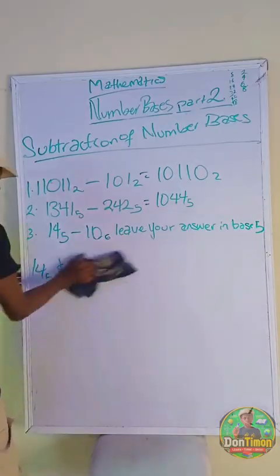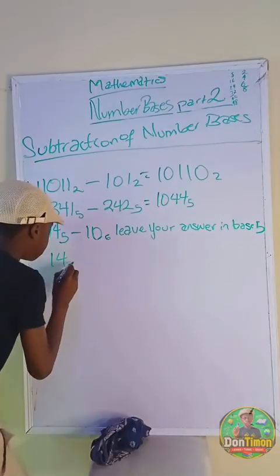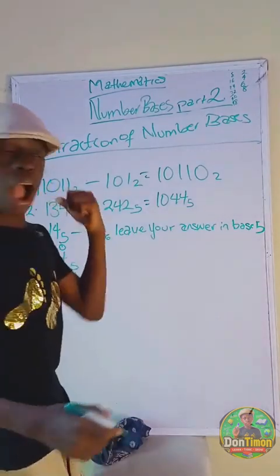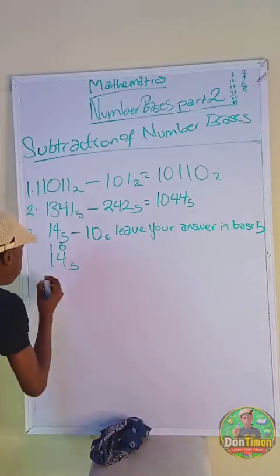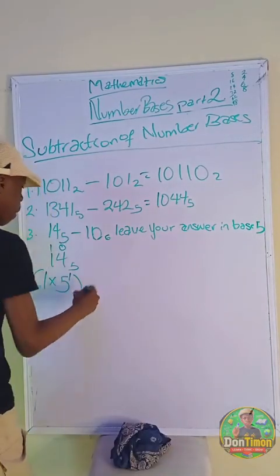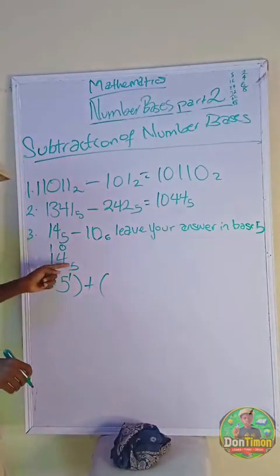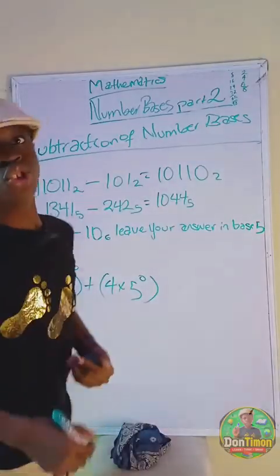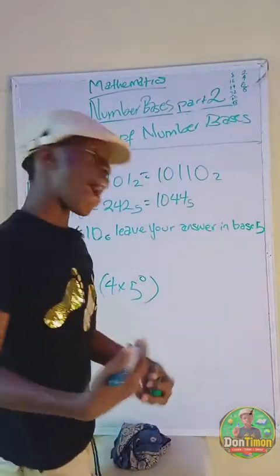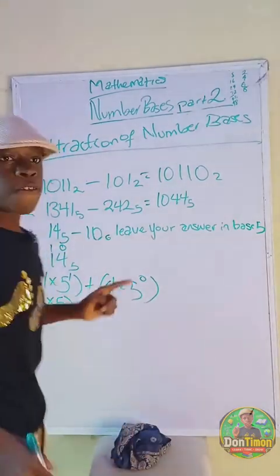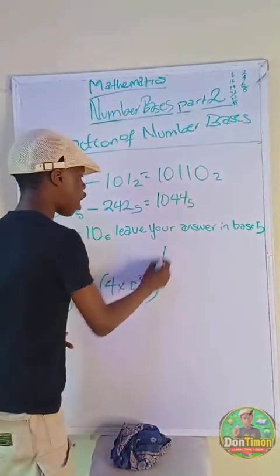Let's solve for 14 base 5 first. 14 base 5, we start from 0, and we count backwards. 1, so we write it down 1 times 5. What's on top of 1? 1 plus 4 times 5. What's on top of 4? 0. 1 times 5 exponential 1. 5 exponential 1 is still the same thing as 5. 1 times 5 plus 4 times 5 exponential 0 is the same thing as 1.